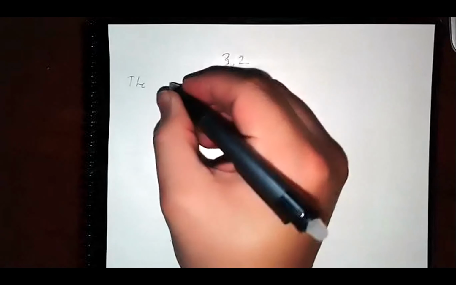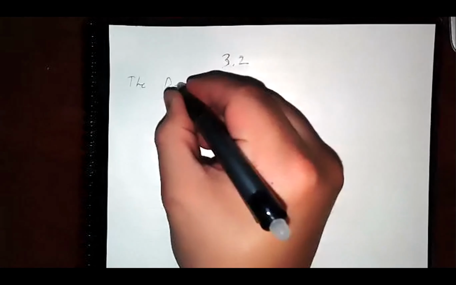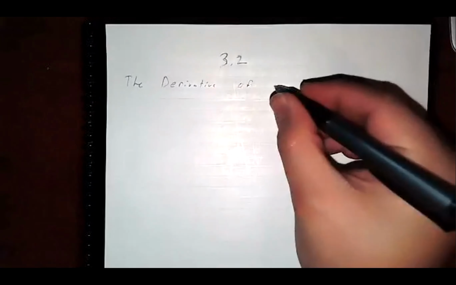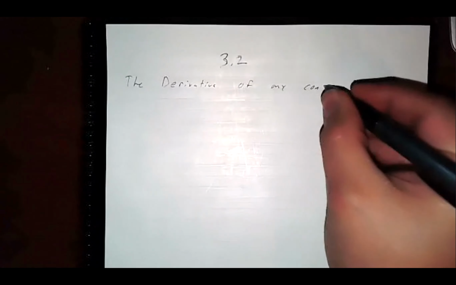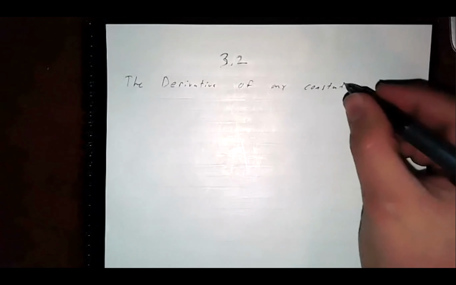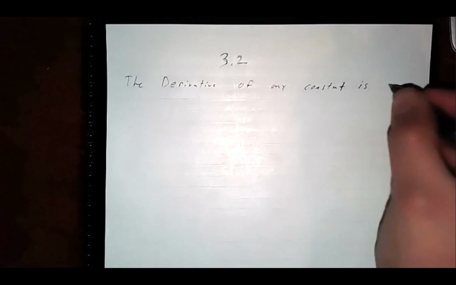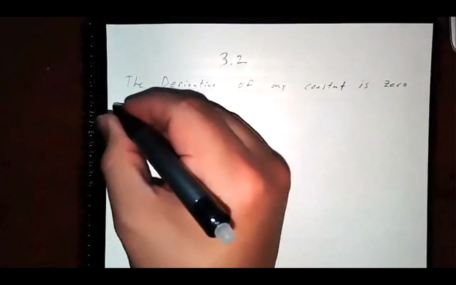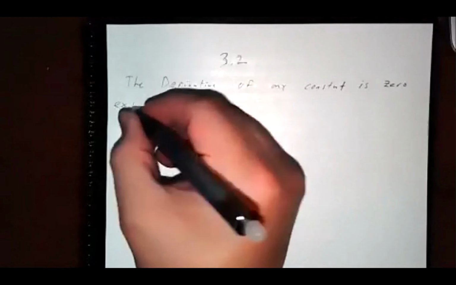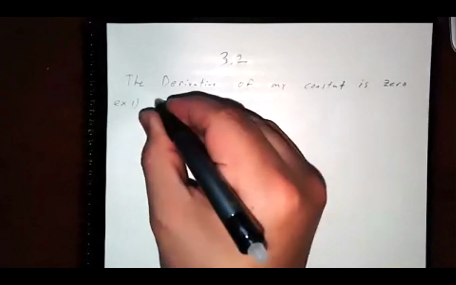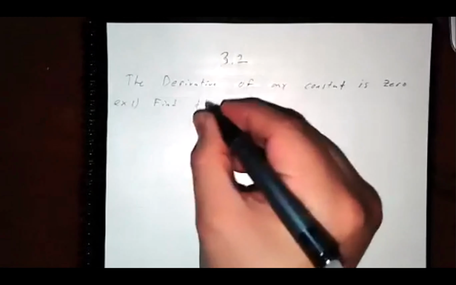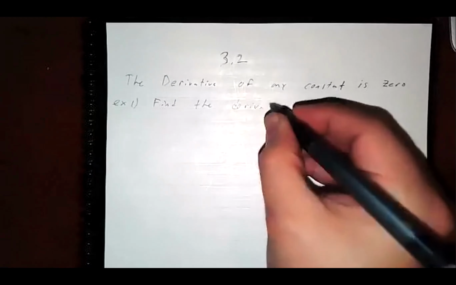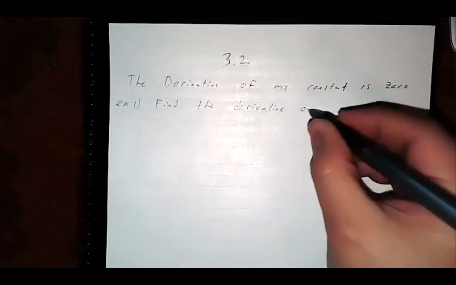the derivative of any constant is 0. So for example, find the derivative. Let's do a few of them just so you get the point. Find the derivative of the following.